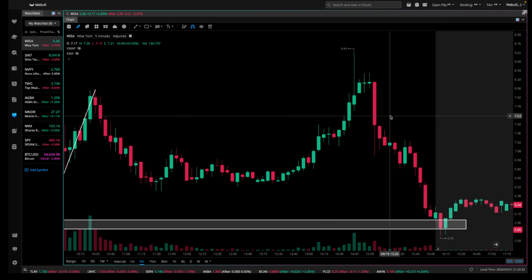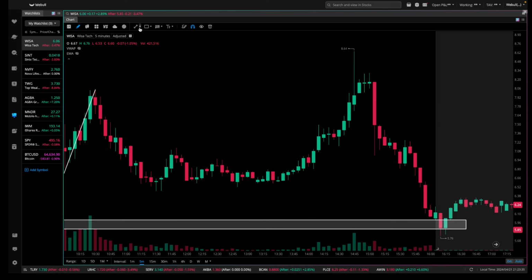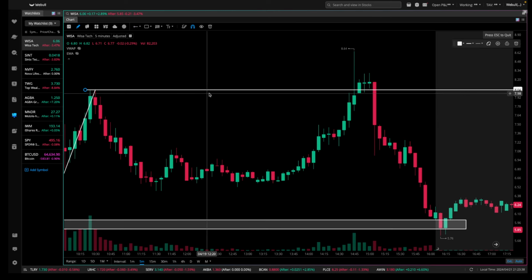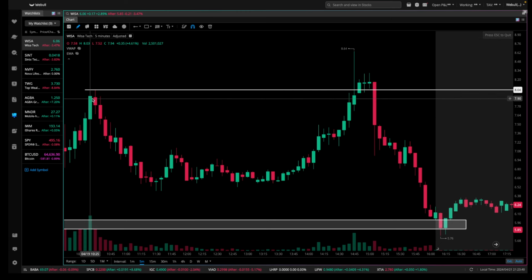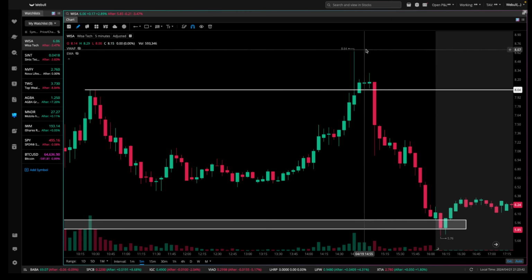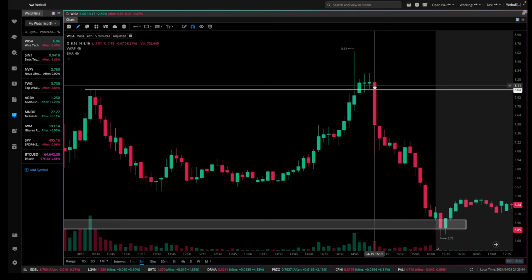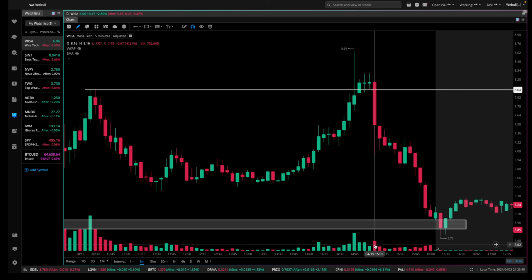However, let's reverse the roles. Let's look at this level here. So this is the high. Now, price breaks out from here. As we break, we start to base, but we can't hold. Now look at this selling candle, 702k. That is a high amount.